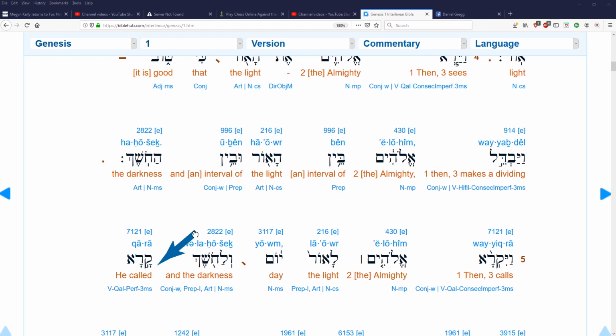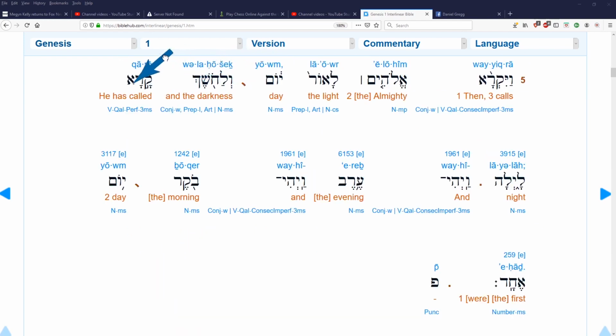This is a perfect. This represents a change of verb tense. Generally speaking, all the translators render the imperfects and the perfects as a simple past tense in English, obliterating any distinction between the Hebrew tenses. I do not do so in my translation. I represent the imperfect with the present tense, and I represent the perfect with the perfect tense. So we will do that here. V'lachoshech kara, and the darkness he has called Laila, night. And the sentence ends. Vayehi, and the narrative picks up with an imperfect again.